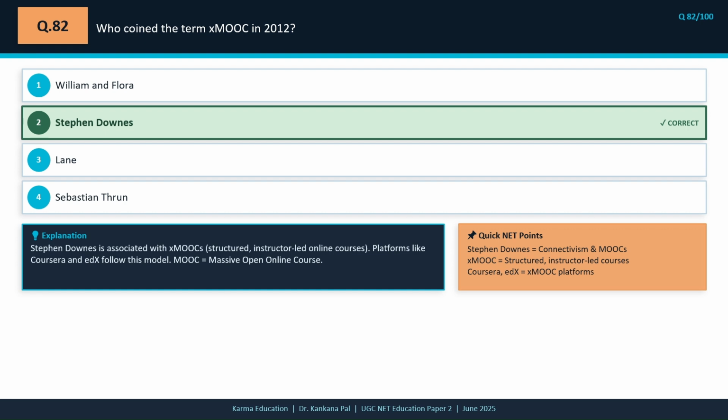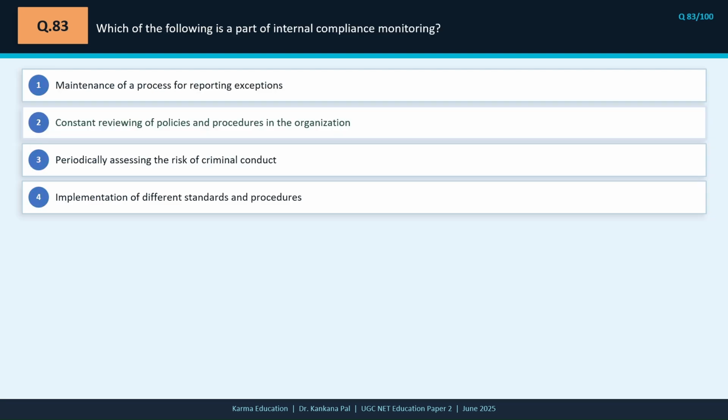Moving on to question number 83. Which of the following is a part of internal compliance monitoring? Option 1, maintenance of a process for reporting exceptions. Option 2, constant reviewing of the policies and procedures in the organization. Option 3, periodically assessing and reassessing the risk of criminal conduct. Option 4, implementation of the different standards as well as procedures.